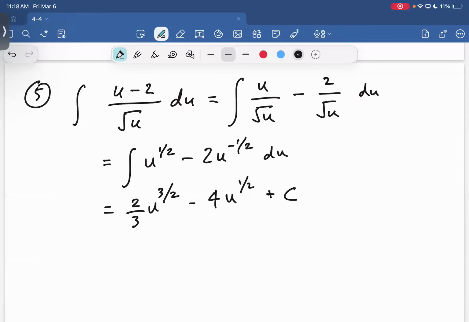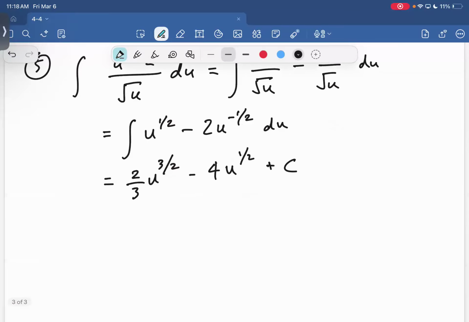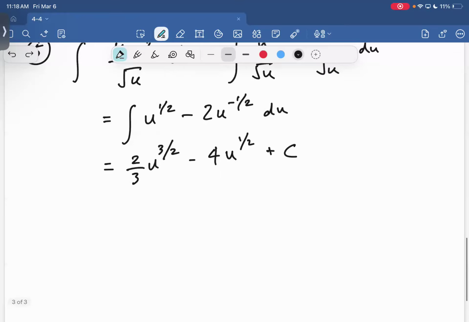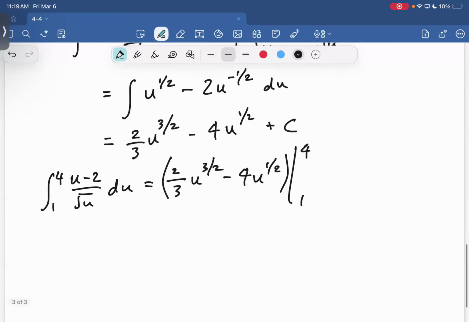Okay, so once we have the indefinite integral, now we can do the definite integral. And all we need to do is evaluate this function when u equals 4, and then when u equals 1, and then we subtract them. So let's write it out. The integral of 1 to 4 u minus 2 root u du. We are just going to take the function. We don't need the plus c anymore. And so we're going to evaluate this at 4 and 1, and then subtract them. So I write the vertical bar on the right side, and then 4 at the top and 1 at the bottom.